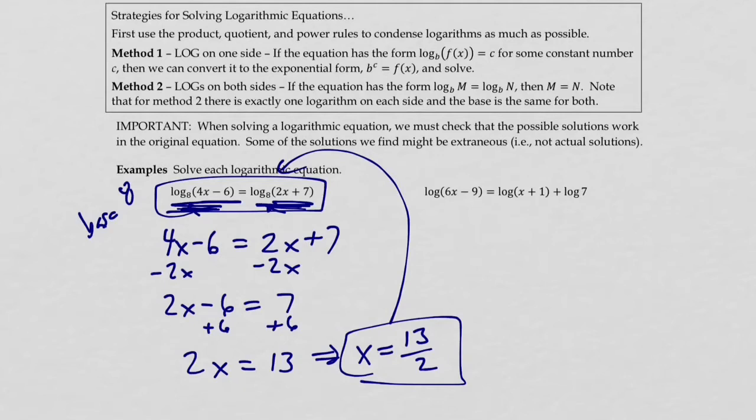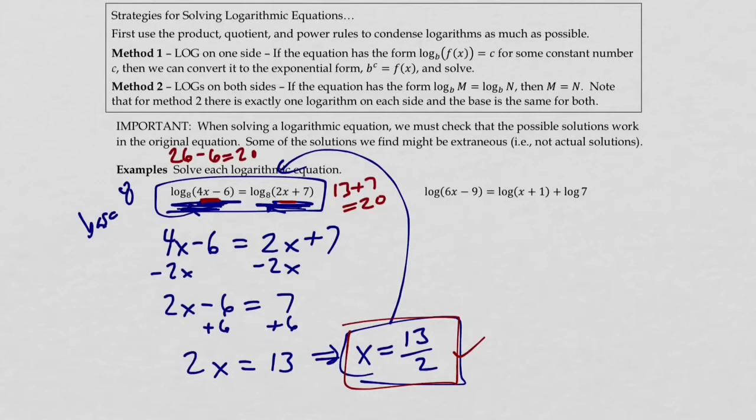So 13 over 2 is like 6.5. And if you look at what happens on this side, 6.5 times 4 is going to be 26. And then minus 6, we get 20. So that's the argument inside here. So we end up with log base 8 of 20. On the other side, 6.5 times 2 is 13. And so we end up with 13 plus 7, which is also 20. So on both sides of the equation, we end up with log base 8 of 20. And so it checks out, right? This is an actual solution.